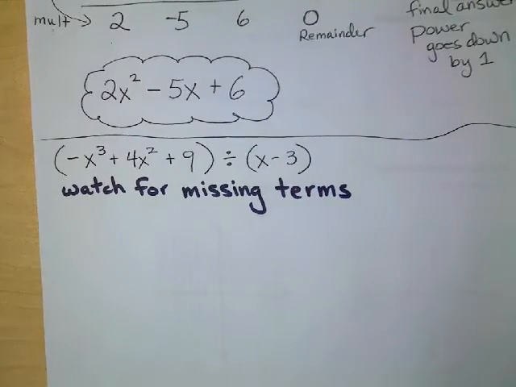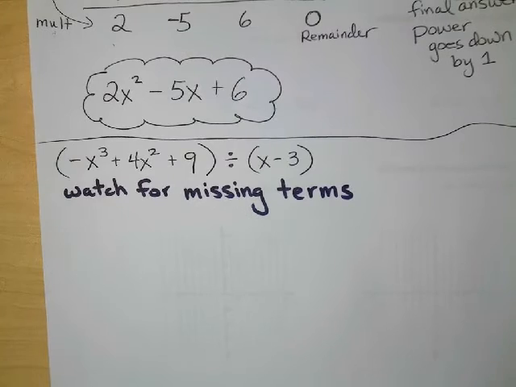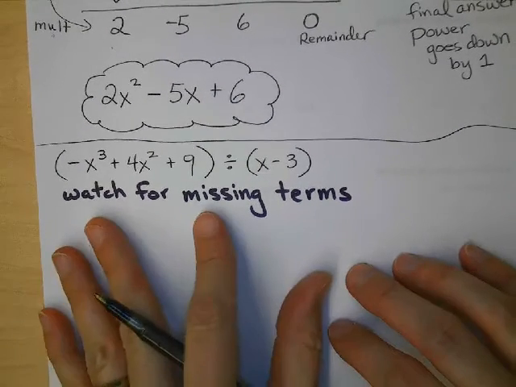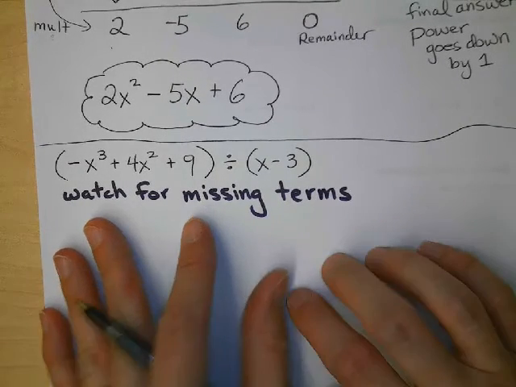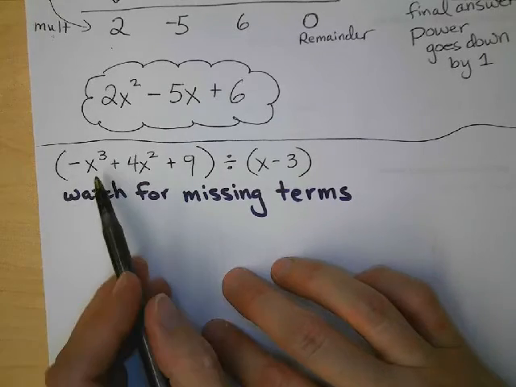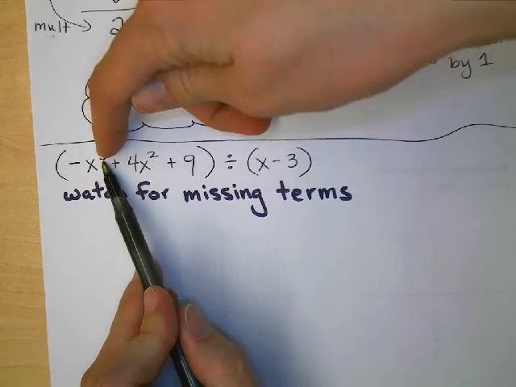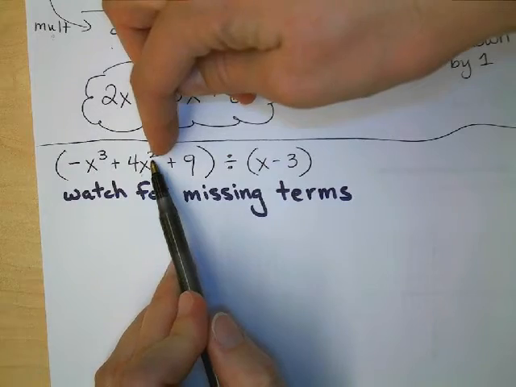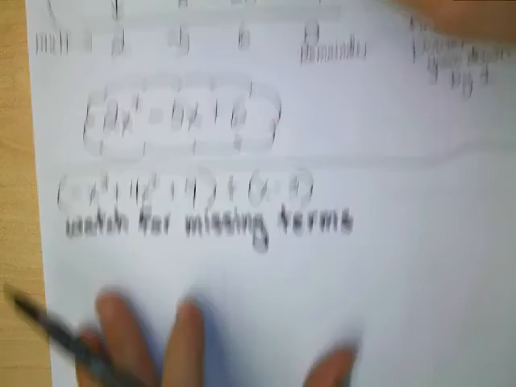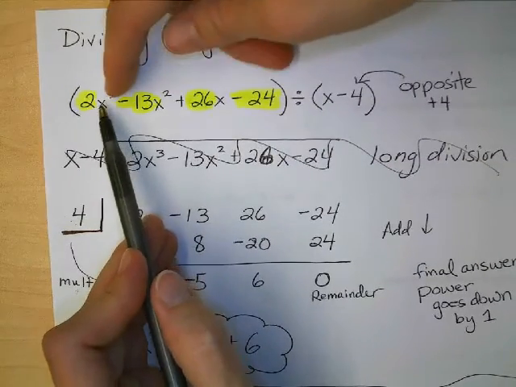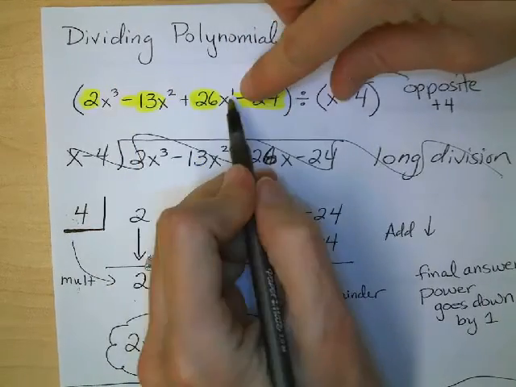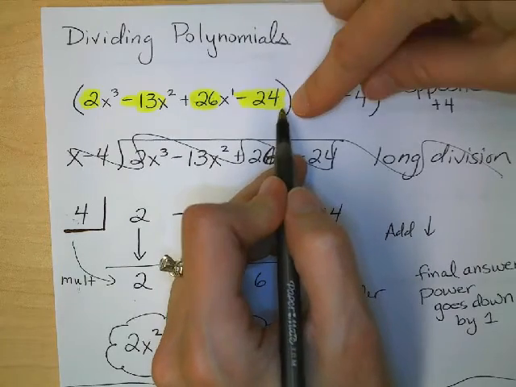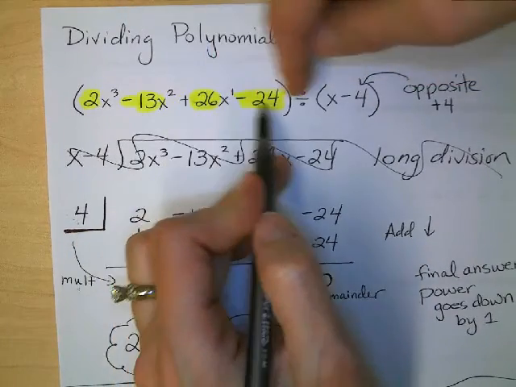Okay guys, now I want to get into things where you have to watch for missing terms. The first example we did didn't have any missing terms. I'll show you what I mean. Like this is x to the 3rd power. This one's x to the 2nd power. And I was talking about how it goes down in descending order. Like this is x to the 3rd, this one's x to the 2nd, this is x to the 1st, and then this doesn't have any x's. You know, 3, 2, 1, 0.